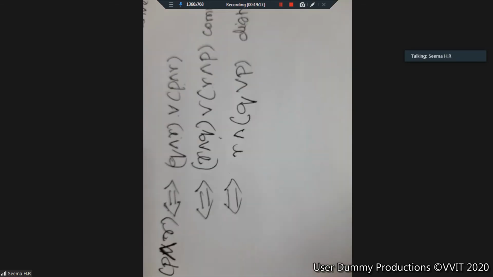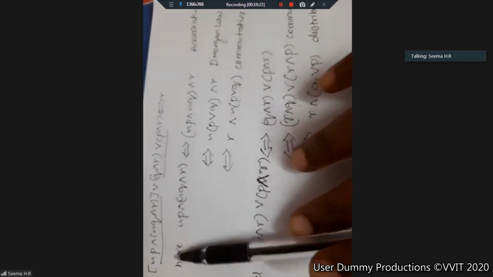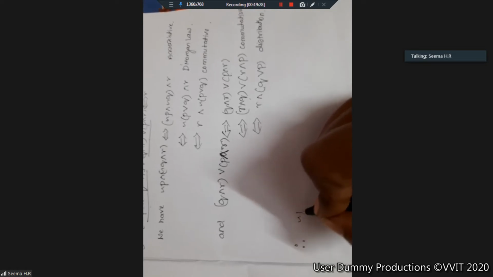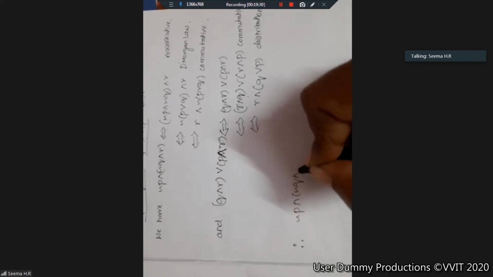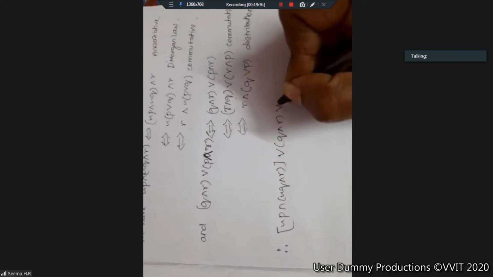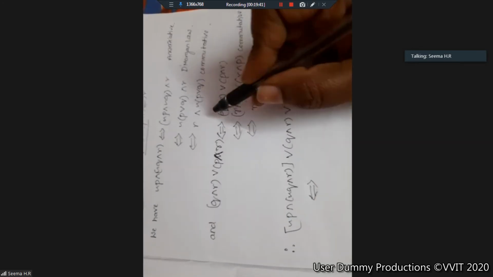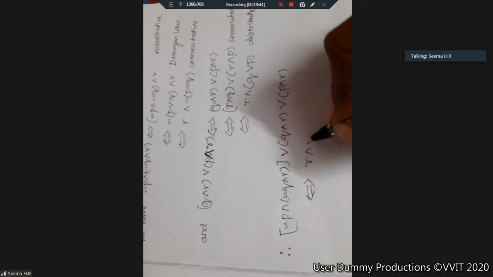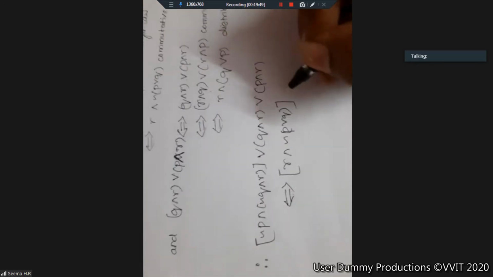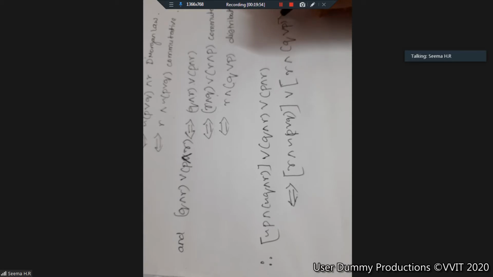Okay, now I will combine. So for the second part, I got this. For the first part, I got this. Now I will combine together. Therefore, we will be having, therefore, negation of P and negation of Q and R or Q and R or P and R is logically equivalent to. So first thing I got it as R and negation of P or Q, or R and Q or P. Is it okay?